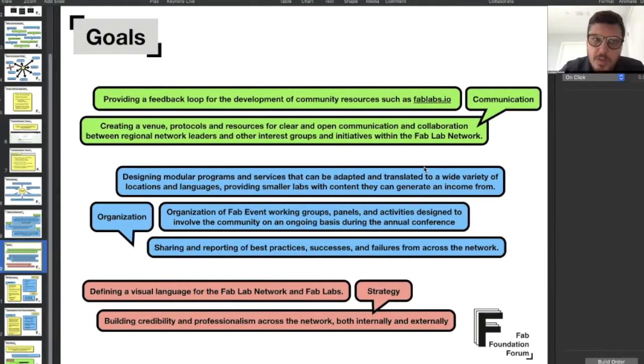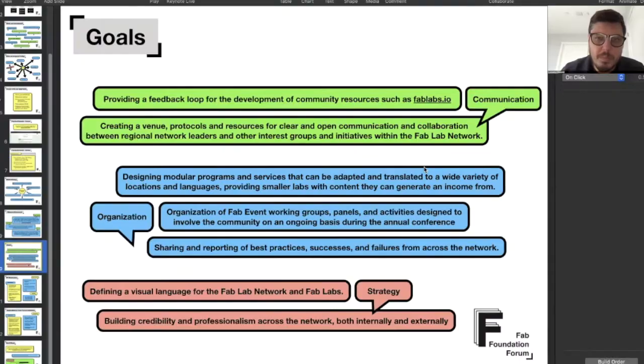But the first one, Benno, is right there: providing a feedback loop for the development of community resources such as FabLabs.io. We were working pretty hard last year with Fiore to implement a lot of the ideas that we came up with. Norella has done an amazing job creating a really fun roadmap for FabLabs.io, with all of these new features that we want to implement, and that we also want your feedback on in terms of what we want to prioritize and implement first, or how we want to go about doing some of these things.